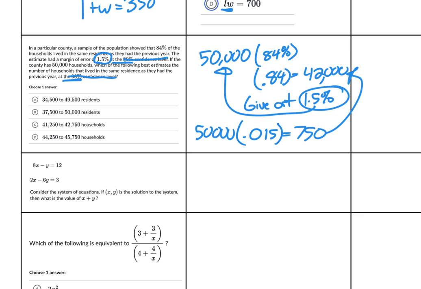Not that that's the mathematically correct term, but that's how you might be familiar with it. So I'm looking at 41,250 to 42,750 households. We're 90% confident that the number of households that lived in the same residences as they had the previous year will be within that range.